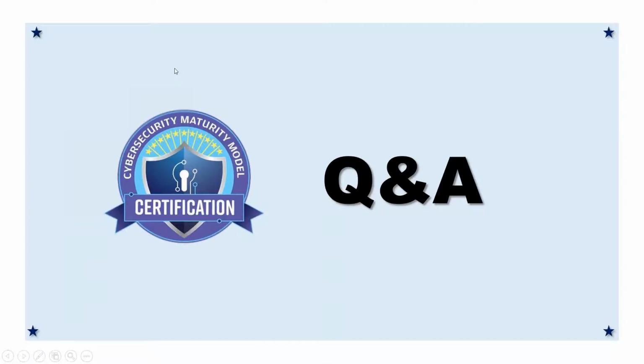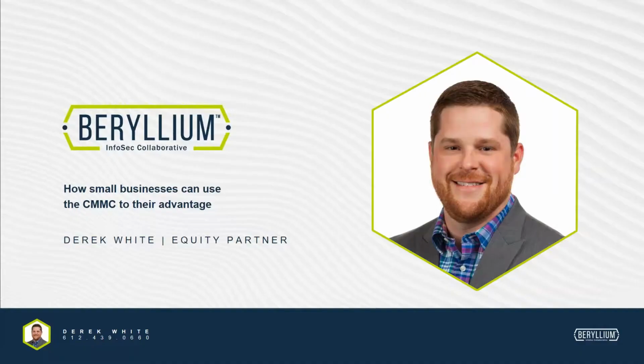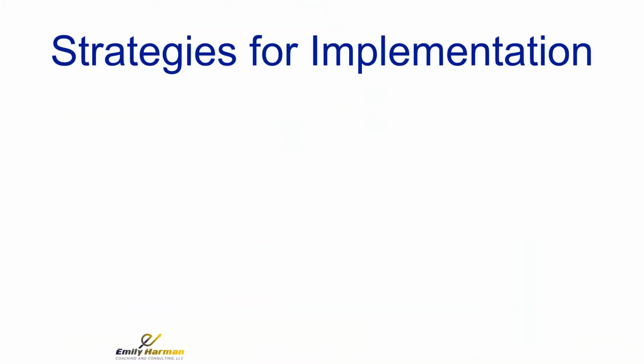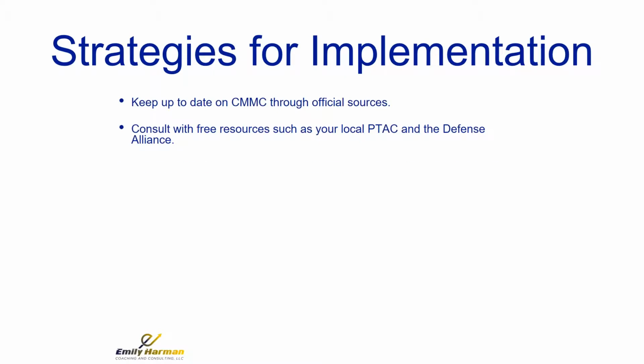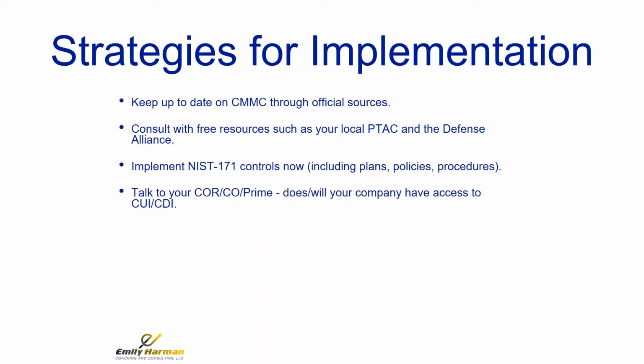Also, implementing the NIST 171 controls. Do it now, and that includes your plans, policies, and procedures that you would need to have once you get to level 2. But don't wait for, like, an RFP to come out that you're competing for, or something like that. Just go ahead and do it now.